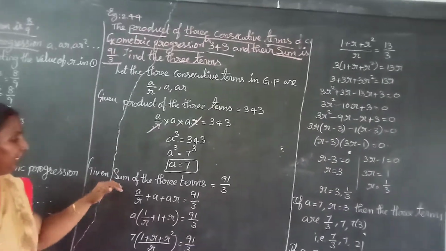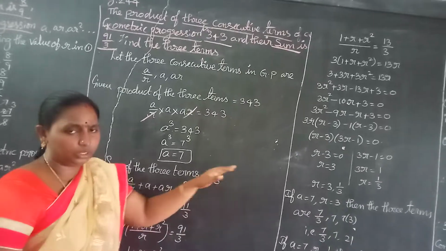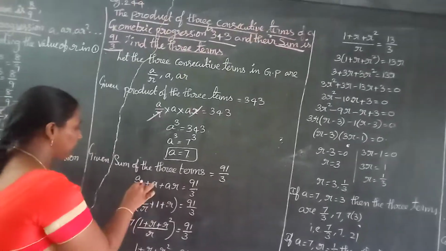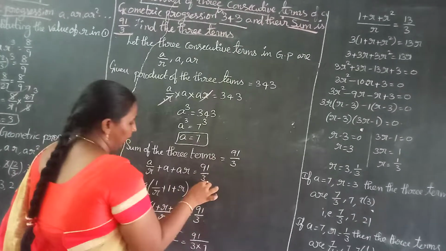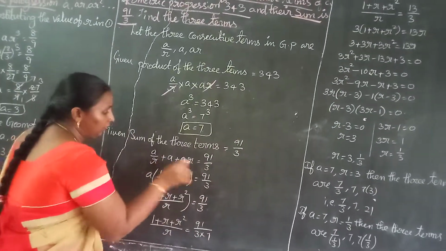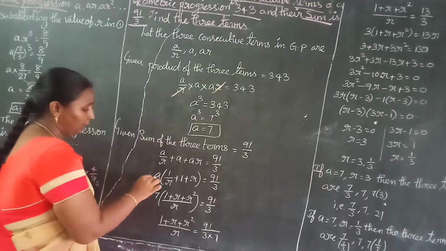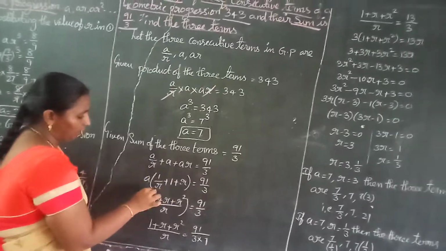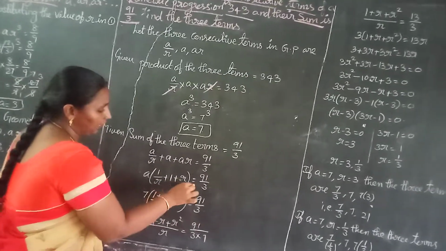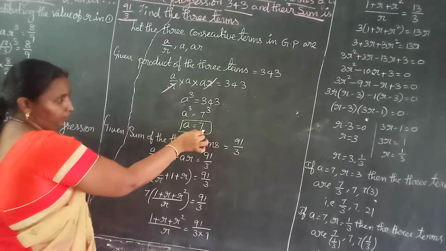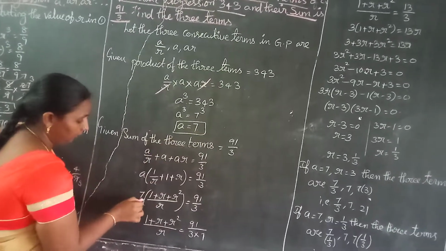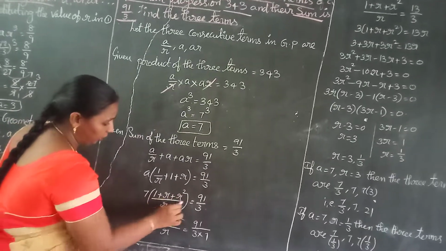The second condition they gave: sum of the 3 terms equal to 91 by 3. That is A by R plus A plus AR equal to 91 by 3. In these three terms, you can take A as common. If you take A common, you will get 1 by R plus 1 plus R equal to 91 by 3. Okay, so the A value we found is how much? 7. Substitute 7 into 1 plus R square by R.